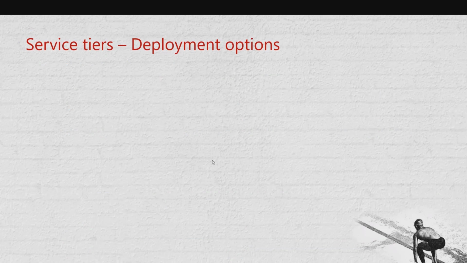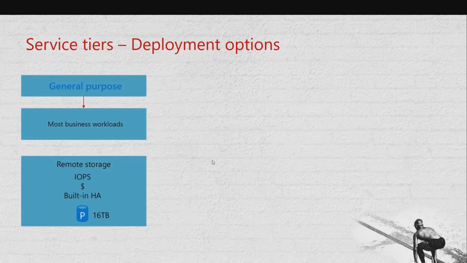So let's talk a little bit about the service tiers. Currently, as of today in 2022, we have two of them. First is called General Purpose. We believe that most business workloads will benefit from this service tier. They should start considering using this tier by default. What does General Purpose offer? It offers you one replica, up to 16 terabytes of storage, with some IOPS depending on different scaling or flexibility criteria. It contains built-in HA with remote storage.